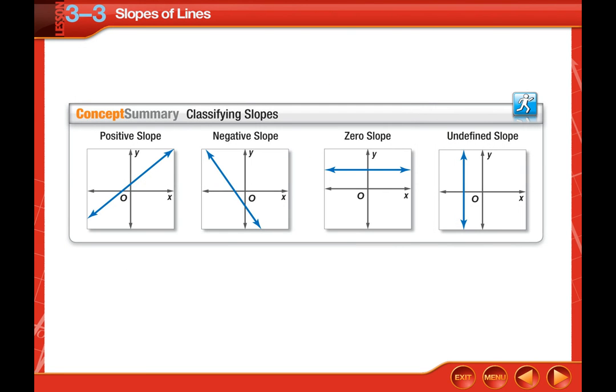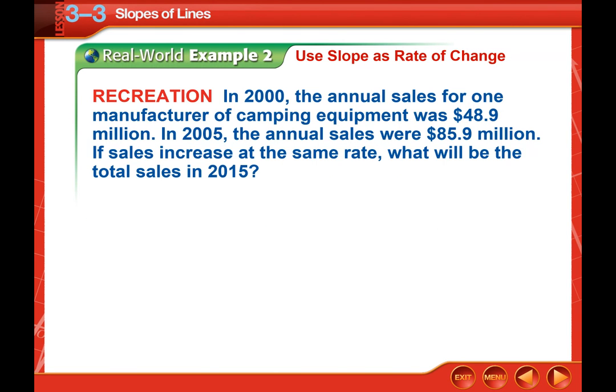So if I have things moving upwards and to the right, I have a positive slope. If I see it downwards to the right, it's a negative slope. If I see no change in y, it has 0 slope. And if I have a vertical line, I have an undefined slope. I can't divide by 0.